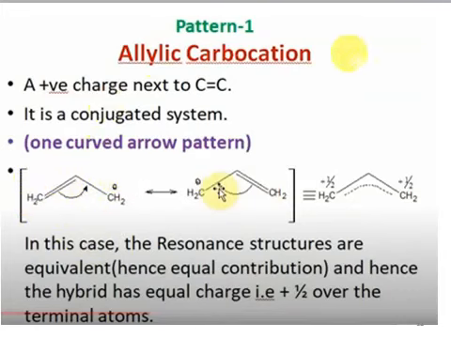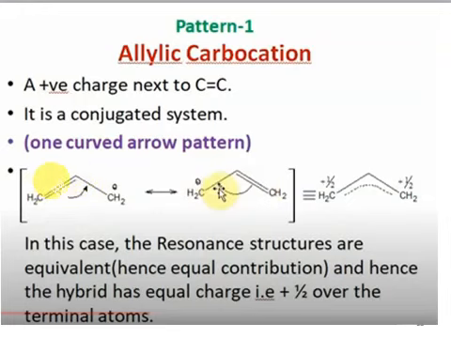For an allyl carbocation pattern, it is always a C4 system, where we have a positive charge next to a carbon-carbon double bond. Since we are discussing resonance, the system must be conjugated. If these two conditions are fulfilled, then this pattern is called the allyl carbocation pattern. We use one curved arrow here: you shift these pi electrons towards this positive charge. In this way, you can convert one resonance form into another.